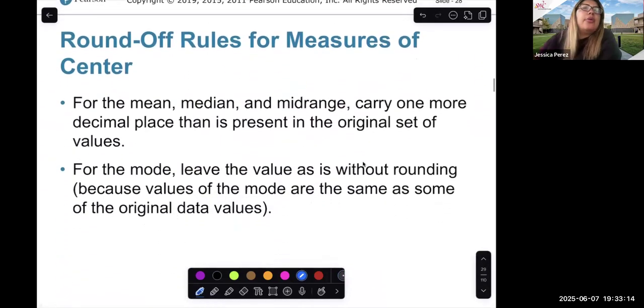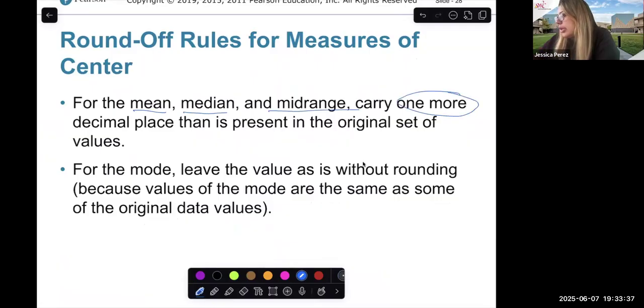Now let's talk about the round-off rule for measures of center. What does that mean? What is a round-off rule? Usually when you're looking at statistics, it's not going to be a whole number. It's probably going to have some decimals. And there exist some rules to use a round-off rule when we're looking at measures of center. So when we're looking at mean, median, and mid-range, we usually carry one more decimal than what's presented in the original values.